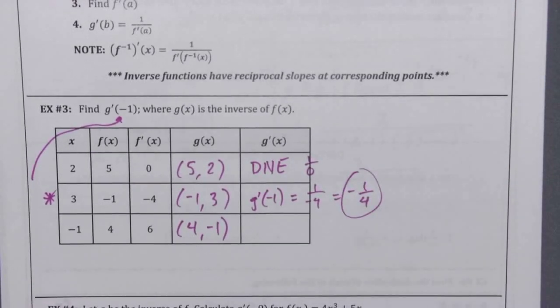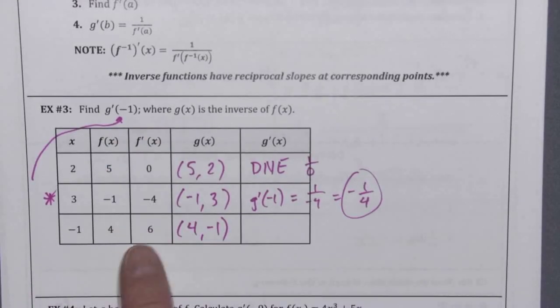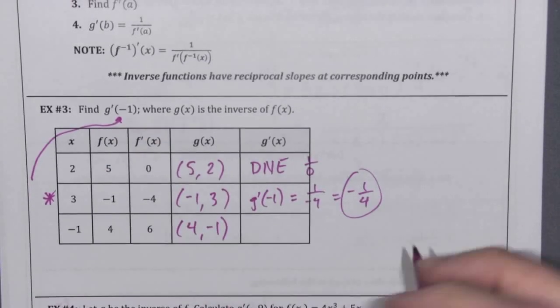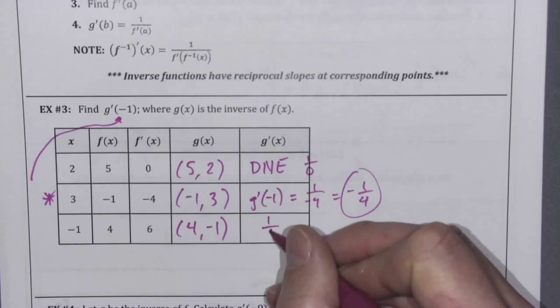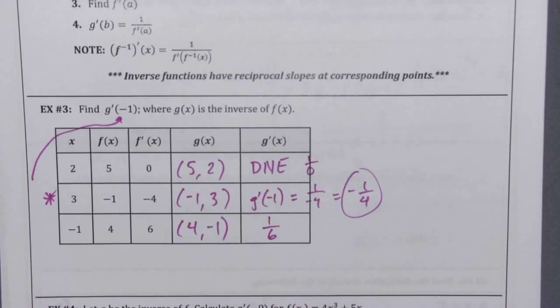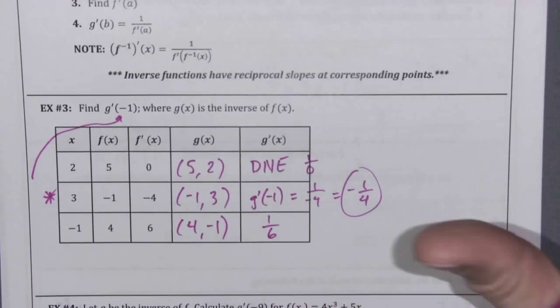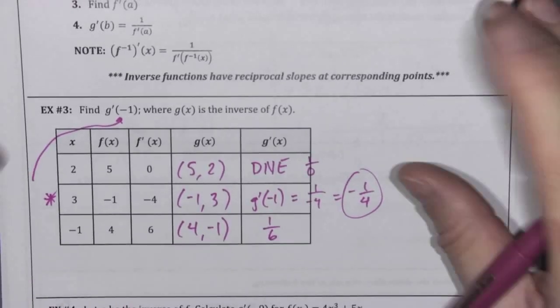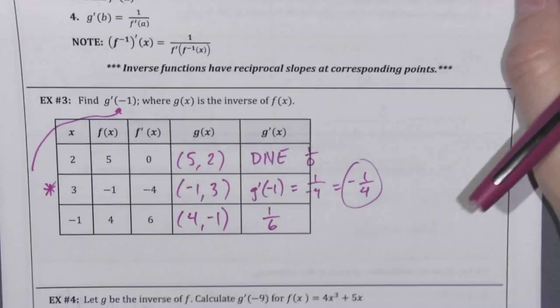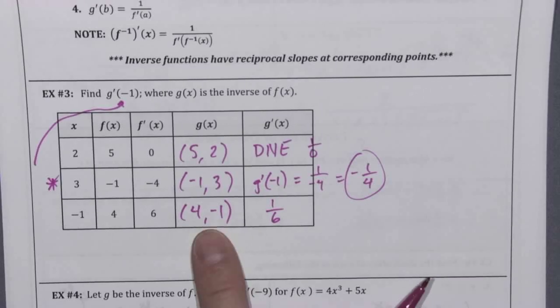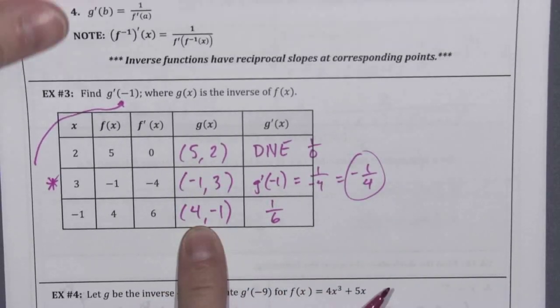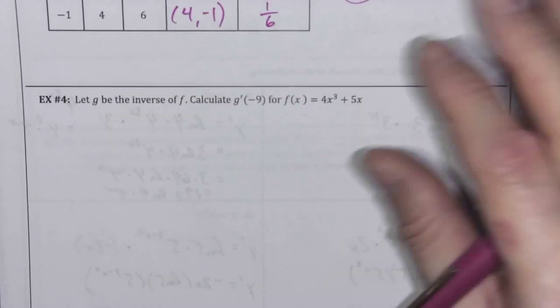That's our answer. But if you wanted the inverse here for g prime of +4, it would be 1 over 6. So that's how you read the tables. You have to be very careful with that. I really like to put these points here so I can make sense of what my inputs and outputs are.